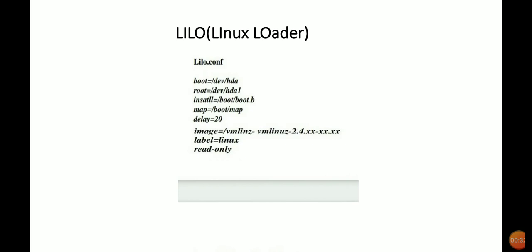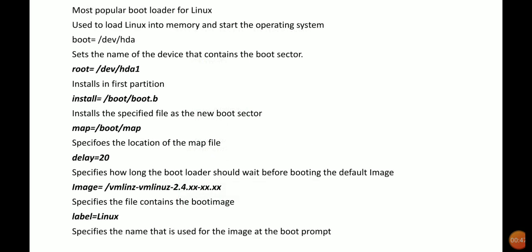Some parameters in the lilo.conf file are boot equal to /dev/hda, root equal to /dev/hda1, install, then map, delay, image, label, read-only. The first one is boot equal to /dev/hda, which sets the name of the boot device from which the operating system loads.